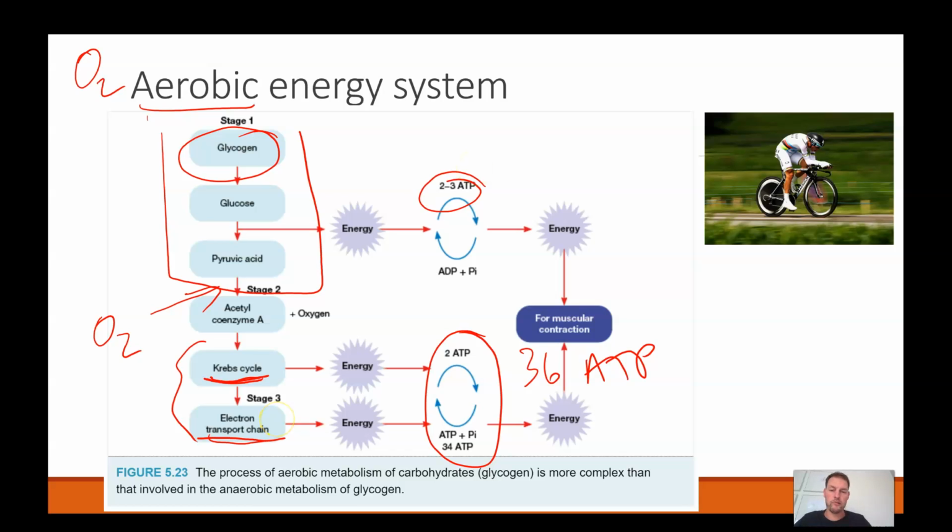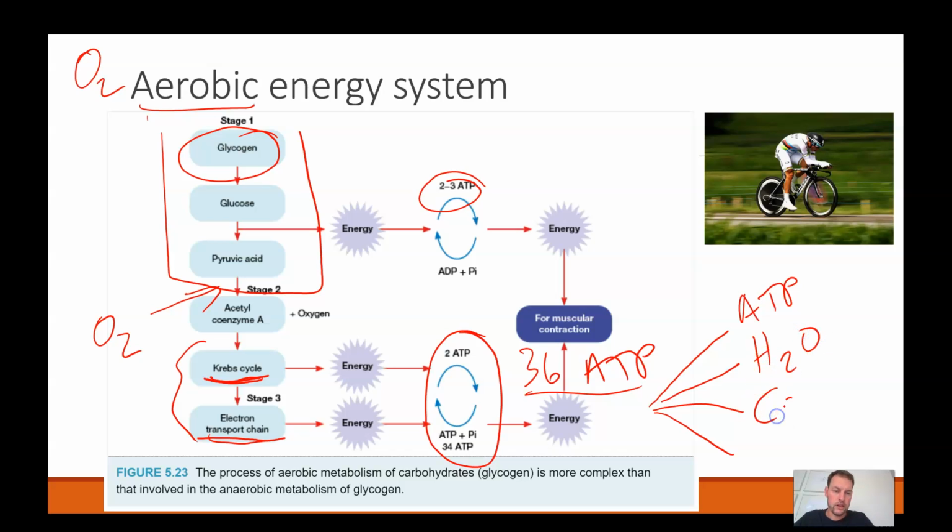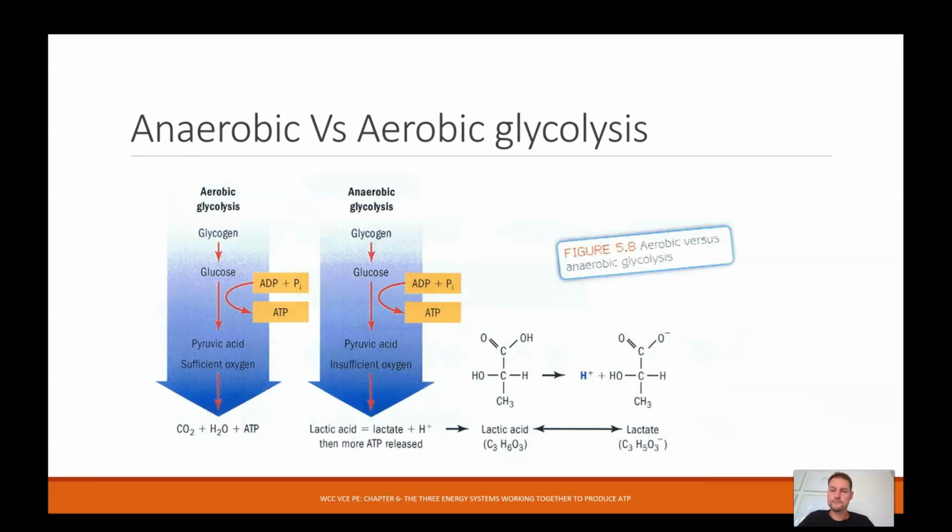When we go through this whole process, we're going to be left with 4 byproducts. The first one is our ATP that we just talked about over here. We're going to have some water, which is fine. We're going to have some carbon dioxide, which we just breathe out. We'll also have some heat, which by itself isn't fatiguing. However, if you don't manage your body core temperature, it can become a fatiguing factor.